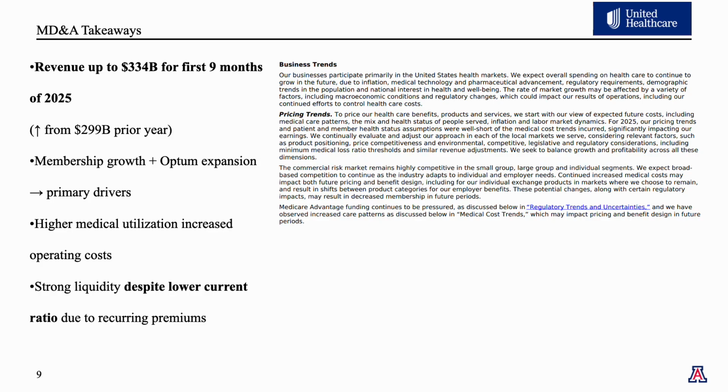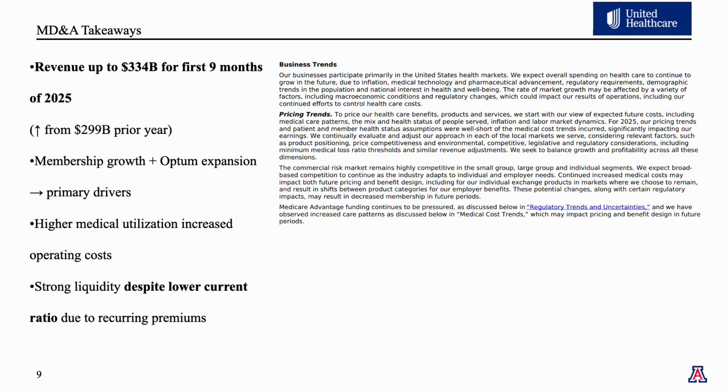Management attributes this growth primarily to membership increases, which would come, of course, sensibly post-COVID, and its continued Optum expansion, which we mentioned, that directly reinforces what I discussed earlier in that Optum isn't a small side division, it's a huge growth driver and factor in UNH's returns.